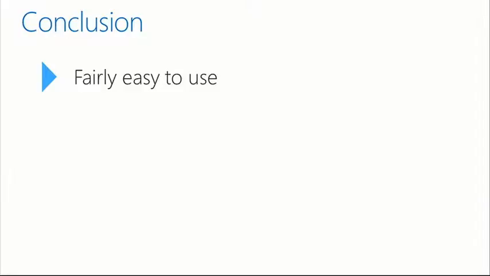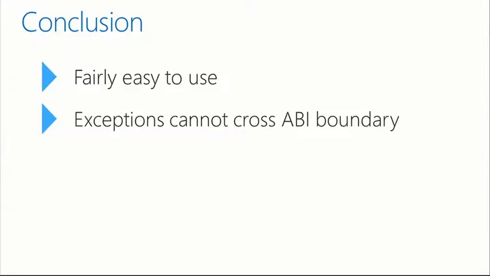So it's fairly easy to use, but sometimes tedious, because you have to repeat information multiple places. Exceptions cannot pass the ABI boundary. That's very important, because if you throw an exception and it crosses the boundary, it's undefined behavior. The best thing that can happen for you is the app is terminated. If that doesn't happen, then you don't know what state your app is in. So be very careful about exceptions in the implementation of these methods.